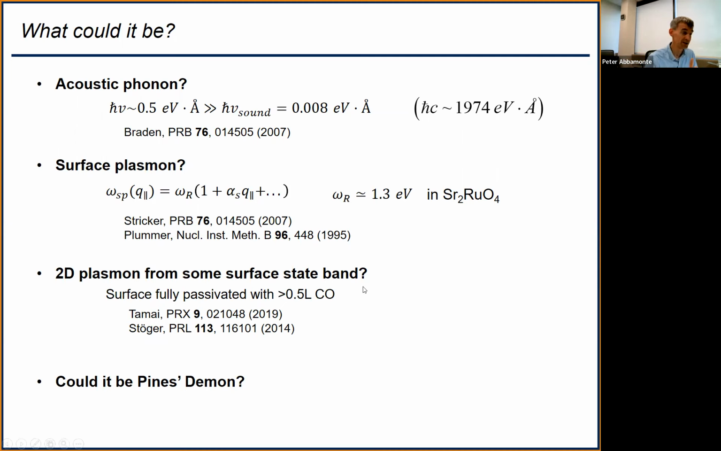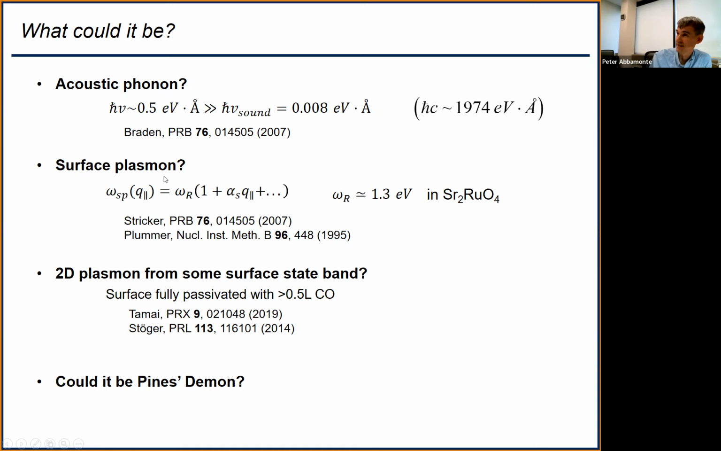The second one I already talked about because you brought it up. There is a surface state band in this material, and the way you get rid of it is you passivate it with CO. That's been well studied, and there are several papers on how to do that. And so our surfaces are fully passivated, so that thing is not present. Could it be a surface plasmon?